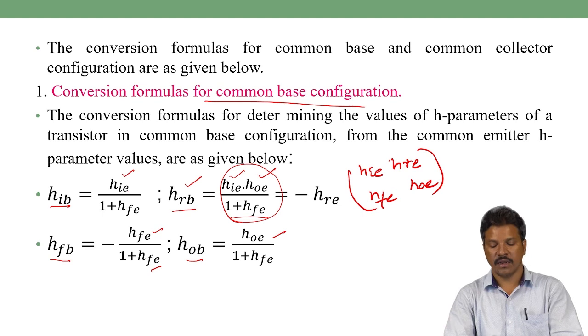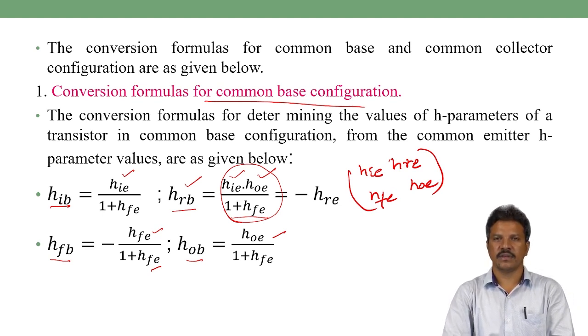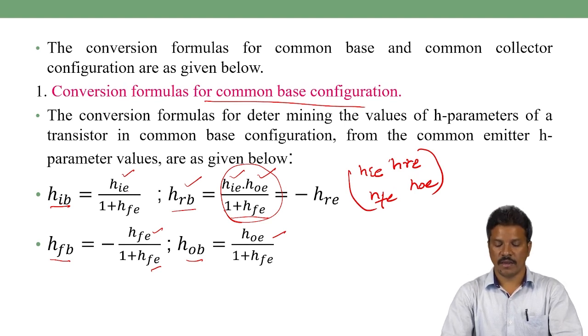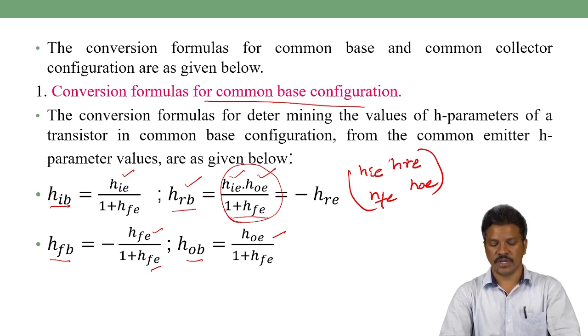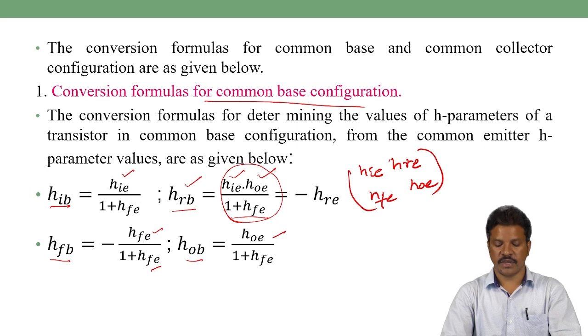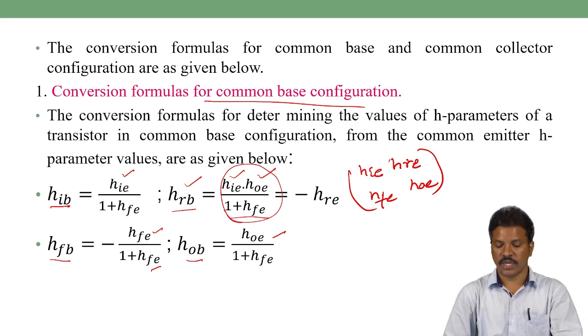So here, you consider the denominator term 1 plus HFE in all the terms. HIB is equal to HIE divided by 1 plus HFE, and HRB has the numerator HIE multiplied by HOE, minus HRE, and HFB is equal to minus HFE divided by 1 plus HFE, and HOB is equal to HOE divided by 1 plus HFE.